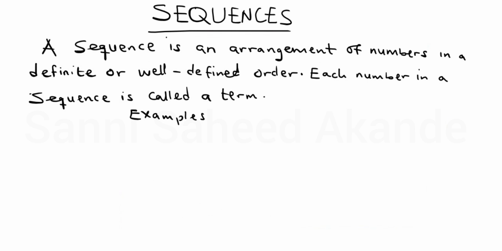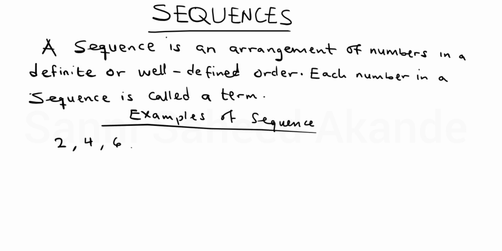Okay, example of a sequence. Now when we have 2, 4, 6, 8, 10, and so on, you can see that these numbers follow a particular pattern. So that's why we said a sequence is an arrangement of numbers in a definite or well-defined order. When you add 2 to the first term, you get the second term. When you add 2 to the second term, you get the next term.